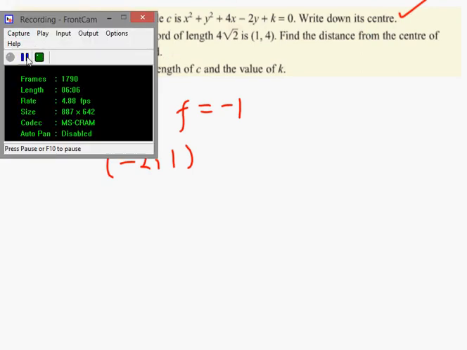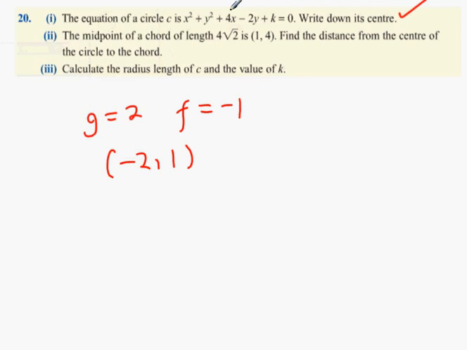Okay, there we go. So I'm going to draw once again. I'm lost without my diagram. Now, the midpoint of a chord of length 4 root 2 is 1, 4. It doesn't state that that's an x-axis chord or a y-axis chord. It could be any generic chord, couldn't it?